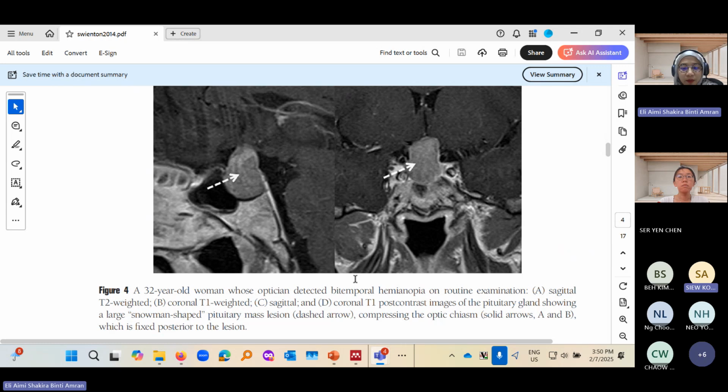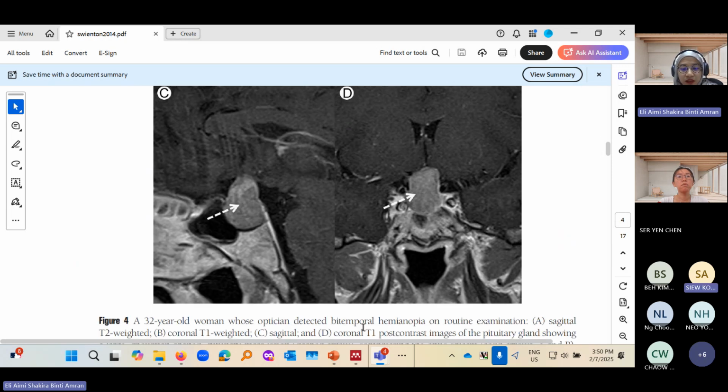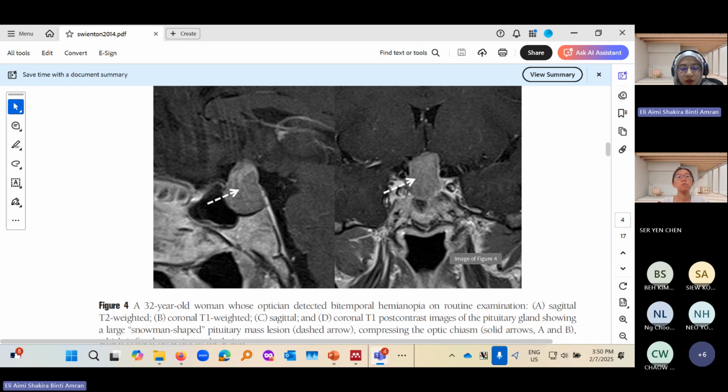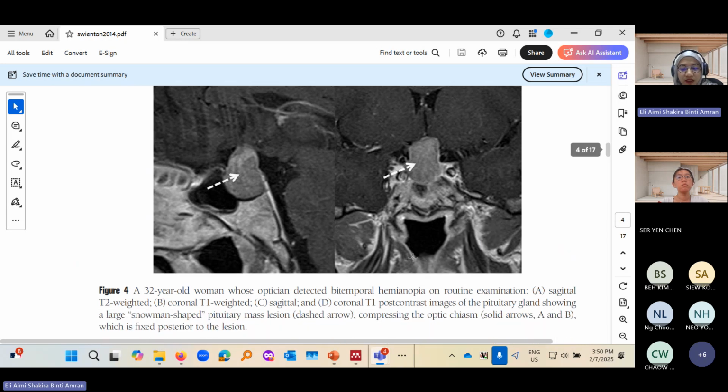Okay, this is bitemporal hemianopia detected by an optician. This study was from the US. Okay, so this is bitemporal hemianopia detected, so refer to a CT scan.